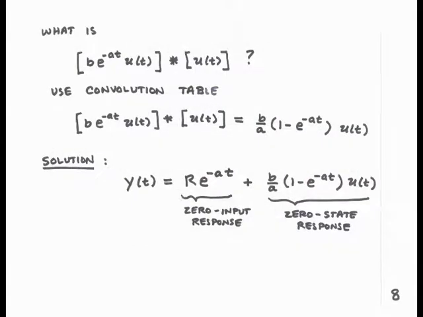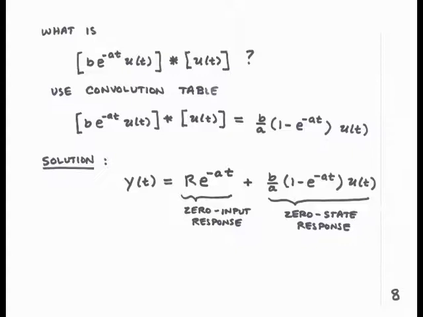So now we find the convolution between our h of t and our input, which is u of t. And we use the convolution table for that, and we find the result to be b over a quantity 1 minus e to the minus at times u of t. So we add that in with our zero input response, and we have our solution to our problem.